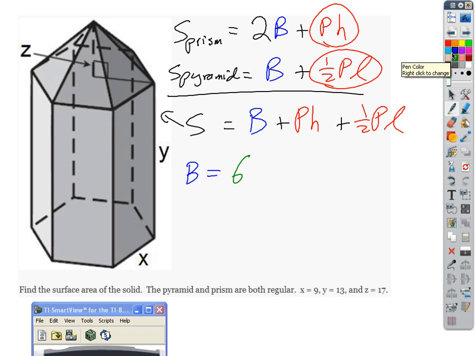The perimeter is pretty easy. What's the perimeter going to be? Yeah, if I know this has got 6 sides, and one of the sides of the base is length x, then it's just 6x, isn't it? So that's pretty easy, too. The part that's hard, honestly, the part that's the hardest is finding L, slant height.